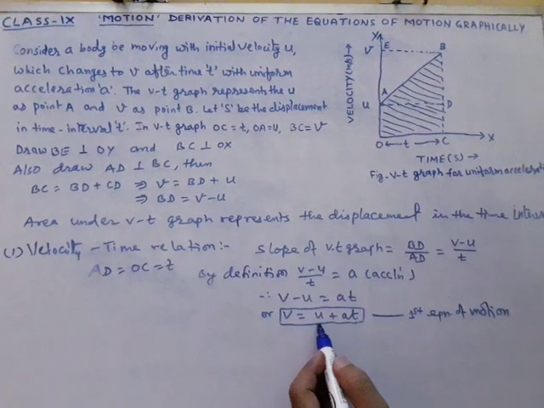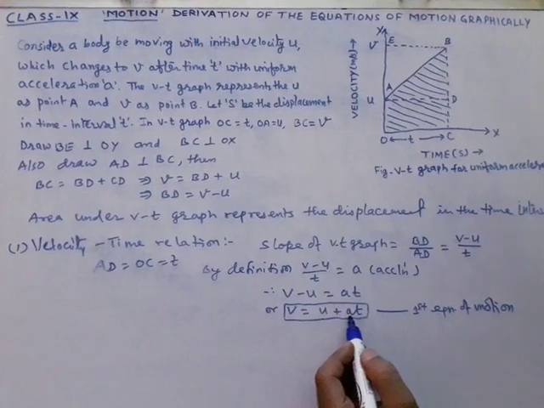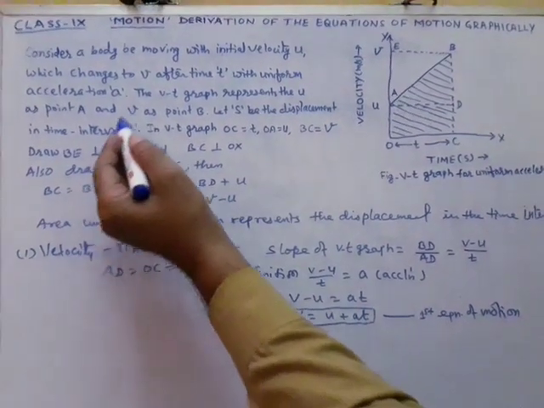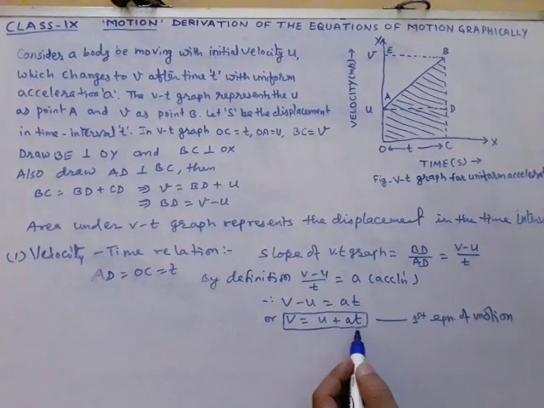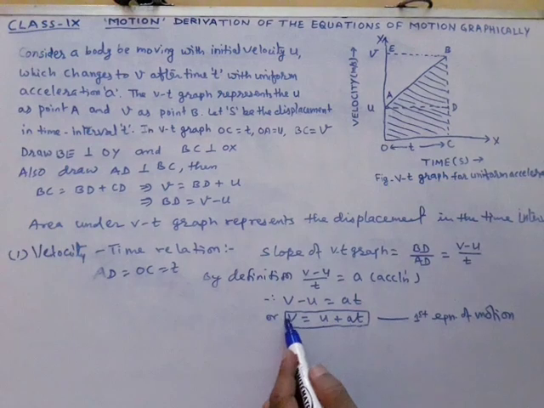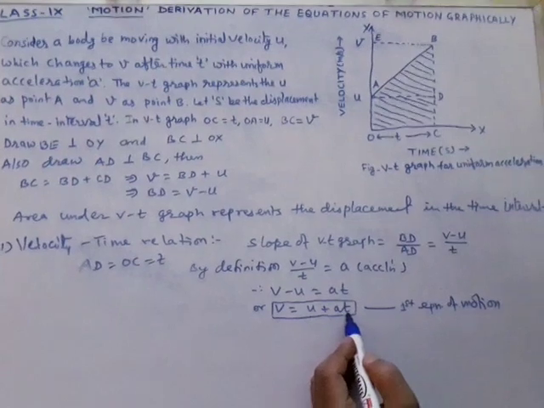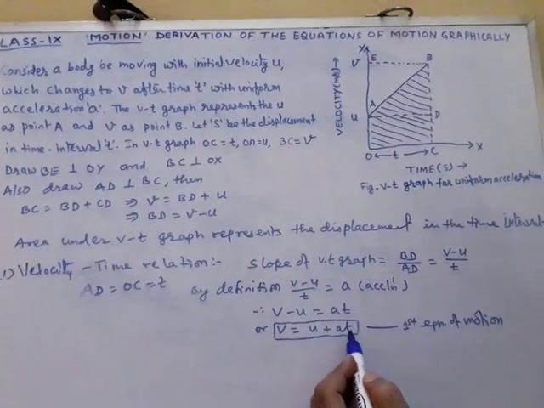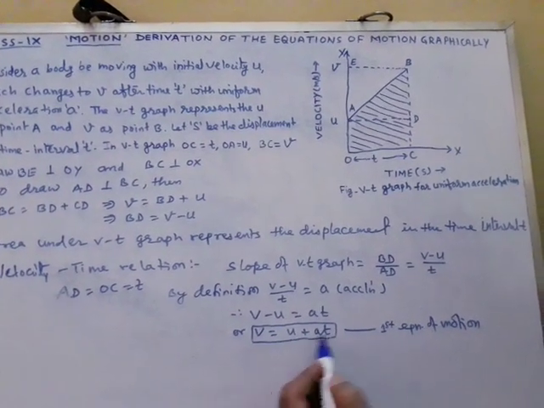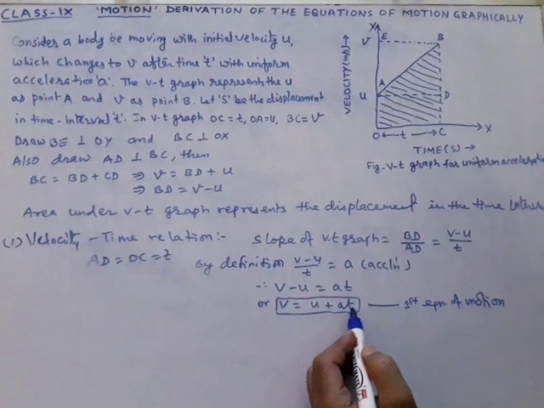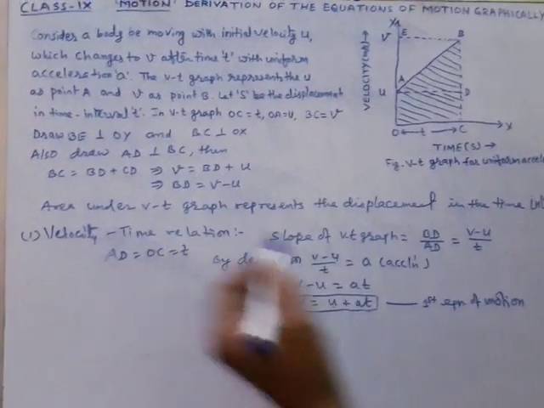Why is it the velocity time relation? Because initial velocity is constant, time is the independent quantity, and a is uniform acceleration, so it is also constant. So what is variable? The only variable is the final velocity. So final velocity is a function of time. Its value depends on after what time we are taking the value of final velocity, so its value depends on the time interval. Therefore, this relation is known as the velocity time relation.